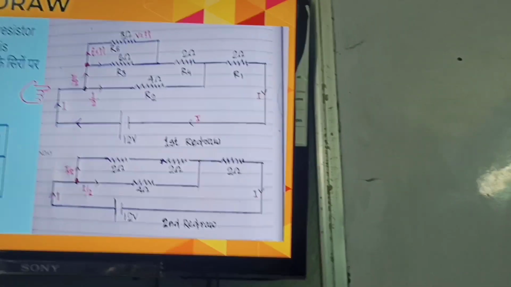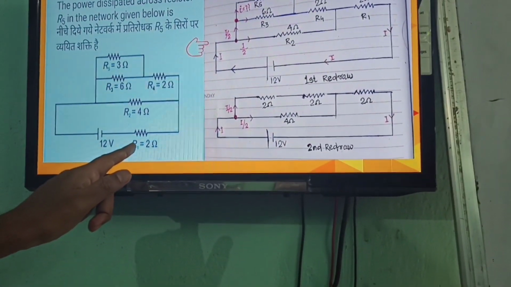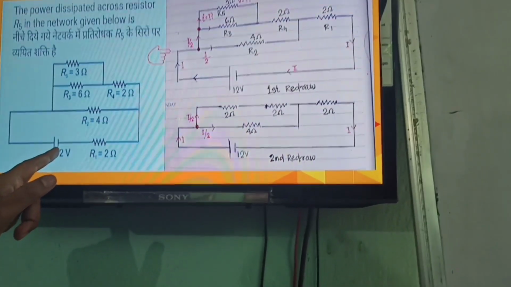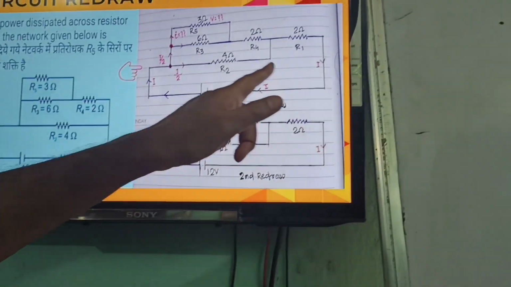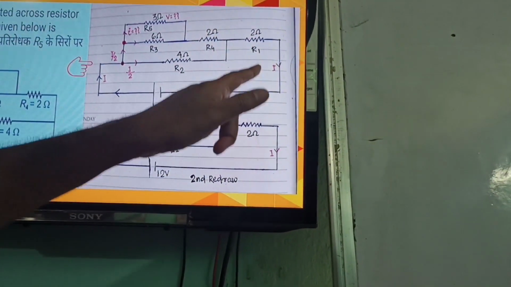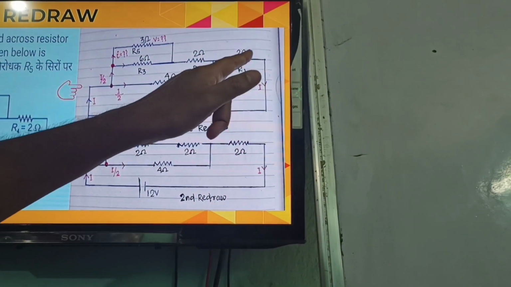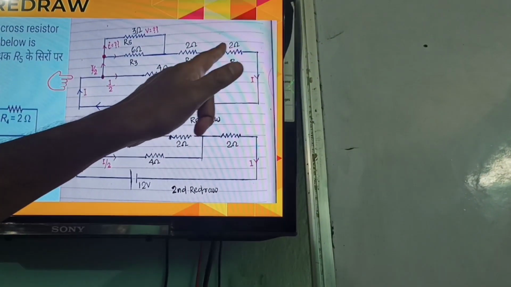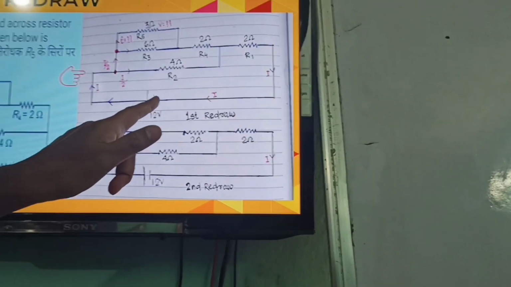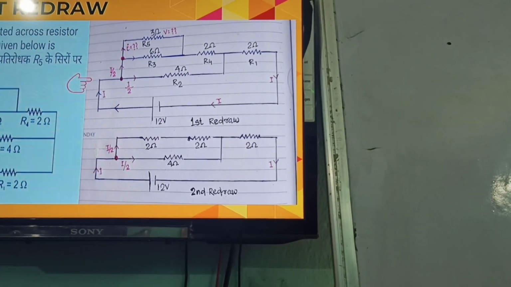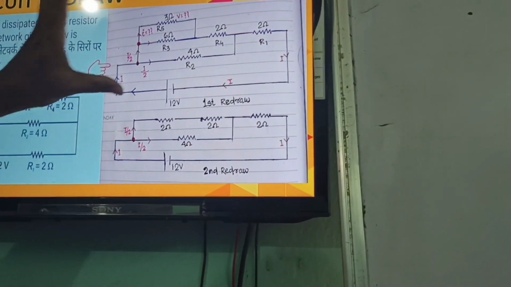Is that clear? After this end, the R1 resistor is connected and it is finally connected to the battery. Instead of keeping this R1 at the bottom, just for convenience, I have kept this R1 here lengthwise, and then the line is completed here and connected to the 12 volt battery. Just concentrate here.